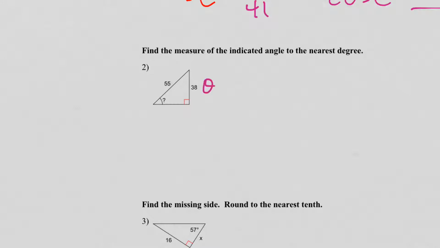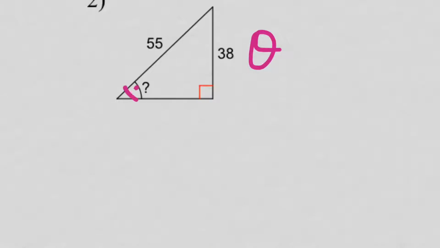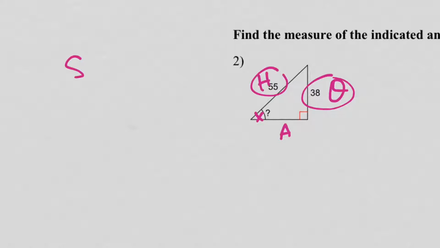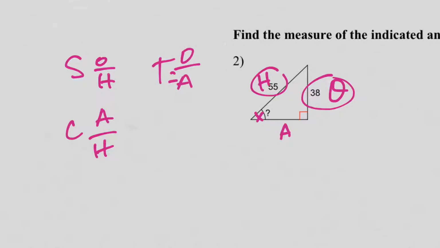For number 2, you're going to label your sides. This is the opposite side of the angle in question. I'm going to label the angle X. This is the hypotenuse, and the last side would be your adjacent side. So I know my opposite value, and I know my hypotenuse. So is that going to be sine, cosine, or tangent? Well, it's going to be sine because I only have O and H, and OH is sine. I don't have the adjacent value, so both of those are out.